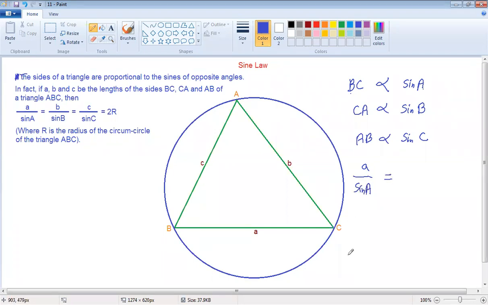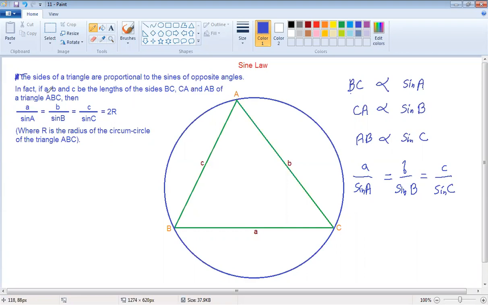Means this is the same as the side CA, whose length is denoted by small b because this side is opposite the angle B. So small b divided by the sine of B, this ratio is the same constant, and the side AB, whose length is denoted by small c, as this is opposite the angle capital C. So the length small c divided by sine of C is also the same. These ratios are equal.